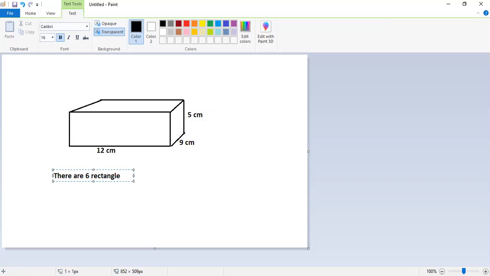You can write it in your own words if you want to. Okay, there are 6 rectangles. So they said describe the net, right? So there are 6 rectangles. Now how many are going to be 12 by 5? You have to describe it like that. 2 rectangles.